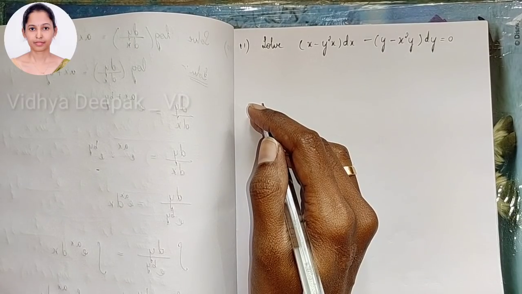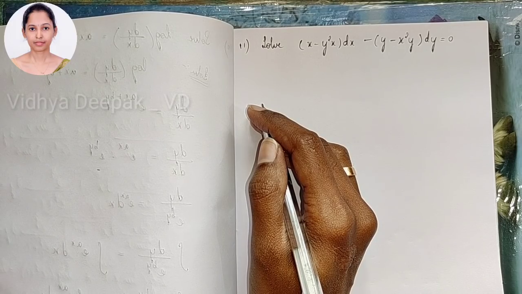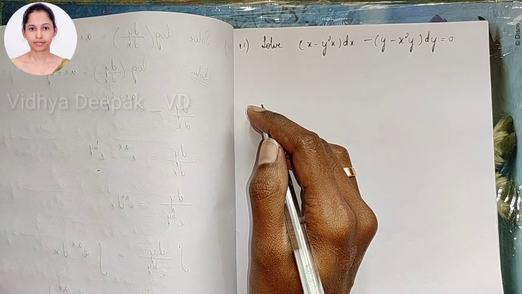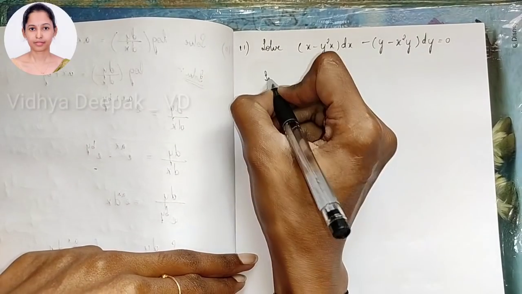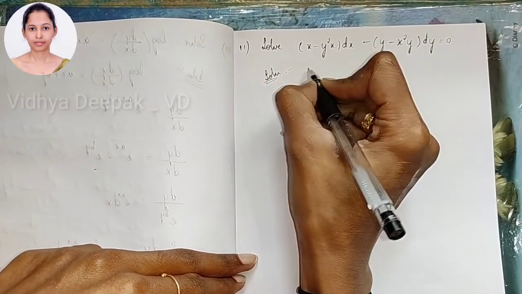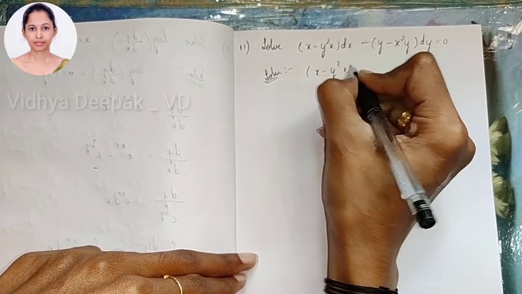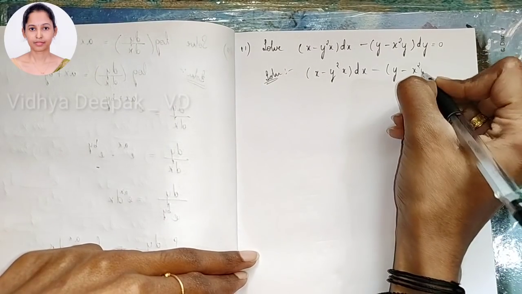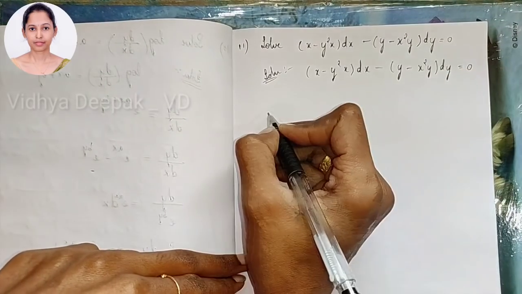Our next question is: solve (x − y²x) dx − (y − x²y) dy = 0. So here we will write the question first, that is (x − y²x) dx − (y − x²y) dy = 0.